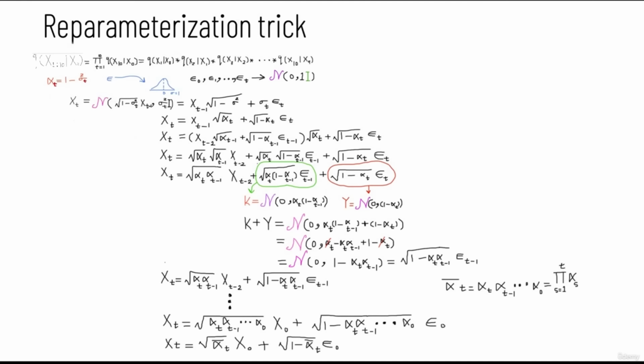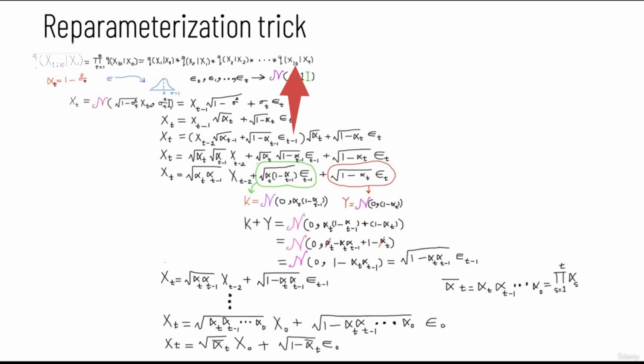Hi, in this lecture we will talk about the reparameterization trick. Previously, we said that if we want to find the joint distribution for all variables from x1 to capital xT, in this case x10, we need to multiply the distribution of the x1 variable given x0 and the distribution of the x2 variable given x1 and the distribution of the x3 variable given x2, and we will do the same thing again and again until the distribution of the x10 variable given x9.